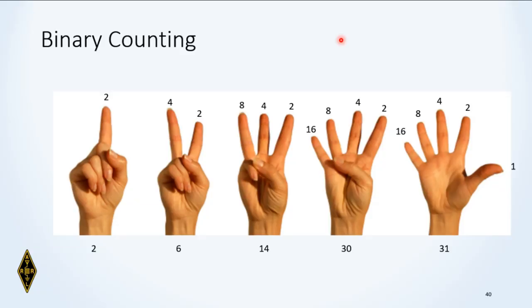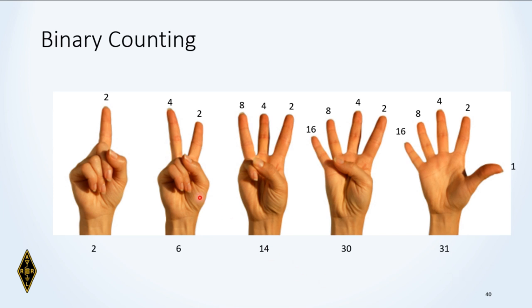And again, they didn't hold up any impolite fingers. Thank you. So let's start over on the right-hand side, and we're going to number our fingers 1, 2, 4, 8, and 16. Now, if I held up all five fingers, what number would I be sending? 31. Or if I held up no fingers, that would be 0, or 32 states.